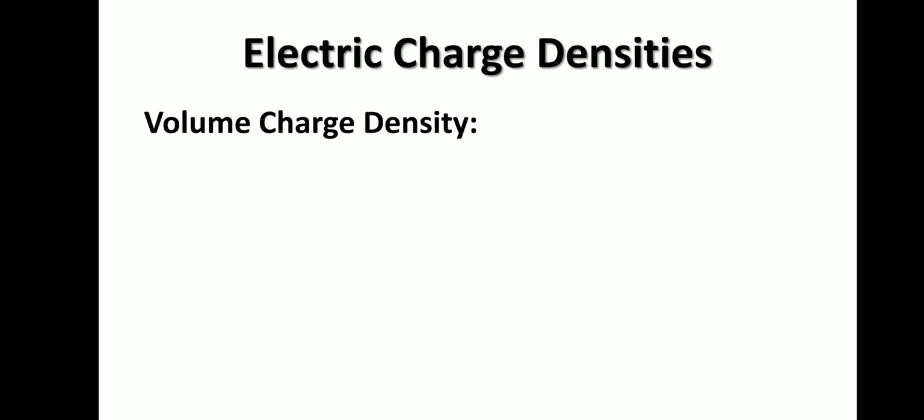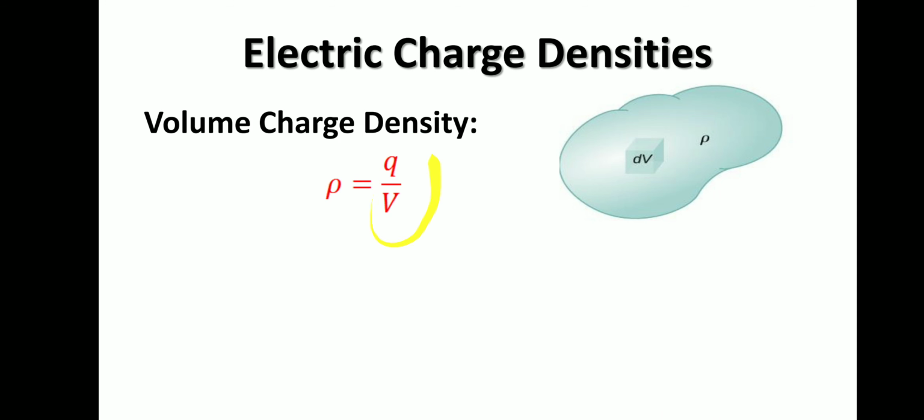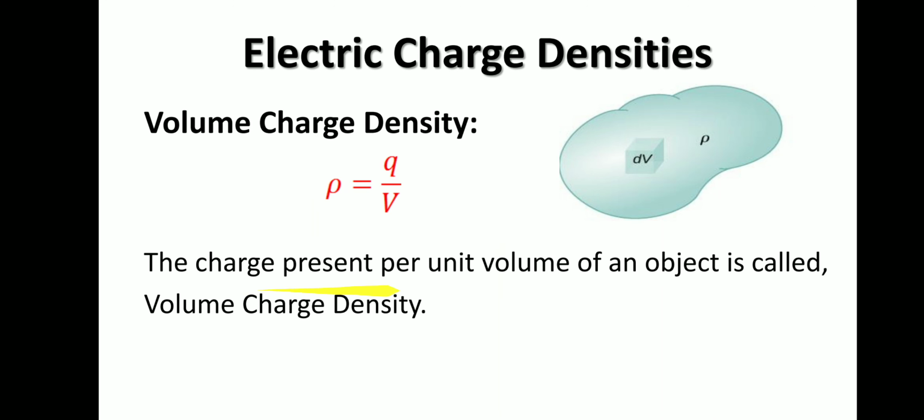So let us consider an object of volume V on which the charge Q is uniformly distributed. So what will be the volume charge density for this object? Let's see. Rho is equal to Q upon V. Here we can see the charge per unit volume present on an object is the volume charge density. So we can define it like the charge present per unit volume of an object is called volume charge density.